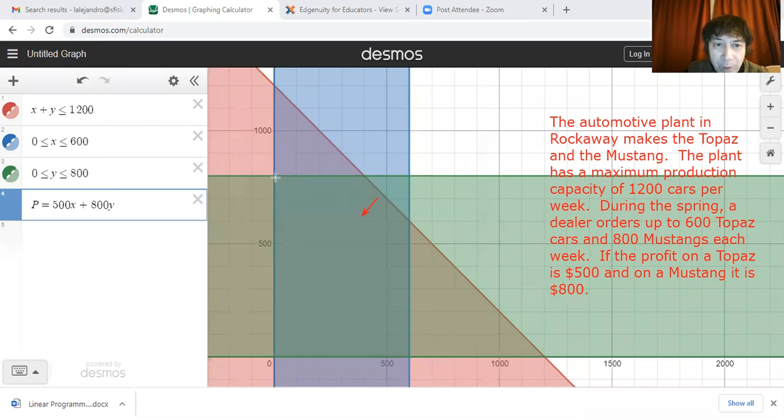I'm going to show the boundary. There, over here, and over here. There. That'll be our feasible region. Anything outside of this will not be part of the solution.